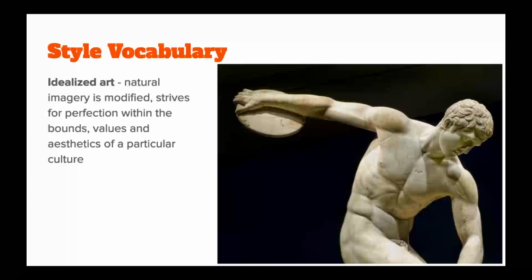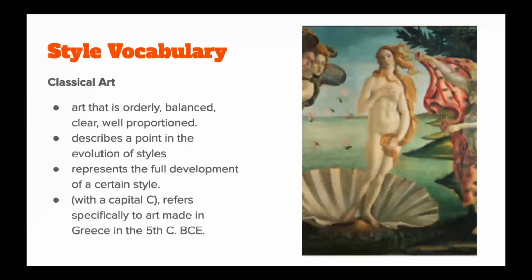It is modified. It strives for perfection, the boundaries and values of aesthetics of a particular culture. So the Greeks were obsessed with aesthetics, and the more idealized the beauty is, the more perfect it can be. That's why the gods were always depicted as having perfect bodies, because that was their idealization of what the human body could be. Not exactly realistic, but that's what they idealized.